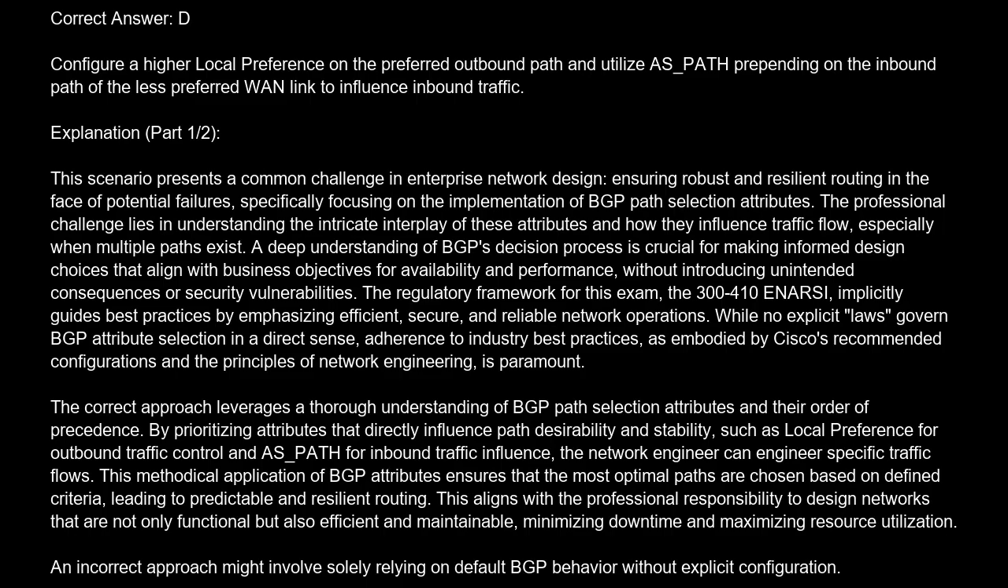The correct answer is D. Configure a higher local preference on the preferred outbound path, and utilize AS path prepending on the inbound path of the less preferred WAN link to influence inbound traffic.